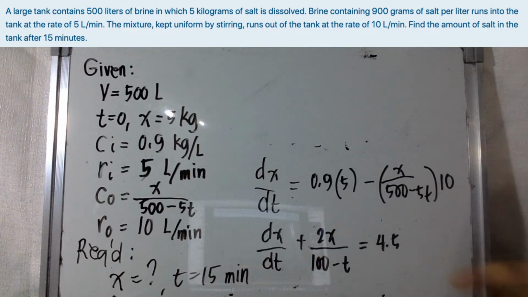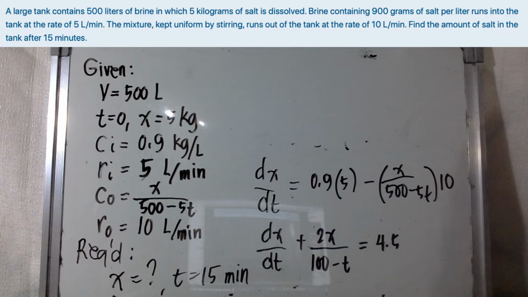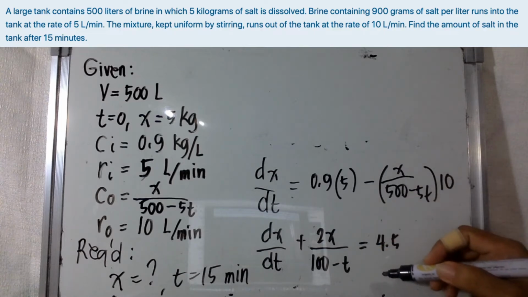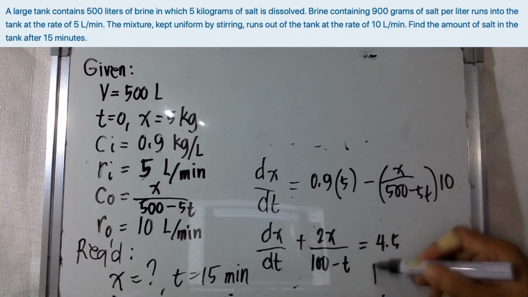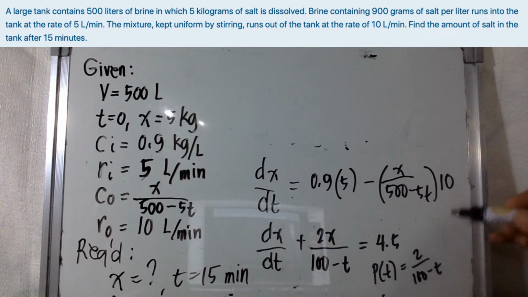Now that we have arranged the linear equation in standard form, now we solve this equation. Remember that in solving the linear equation, we should put the equation into standard form, and by that we can see our p as a function of t here, which is 2 over 100 minus t, and our q as a function of t equal to 4.5. So you will know this if you have encountered or tried to solve linear equations.